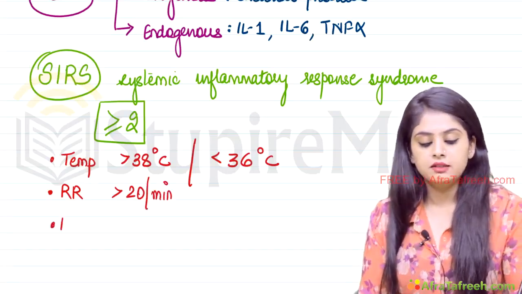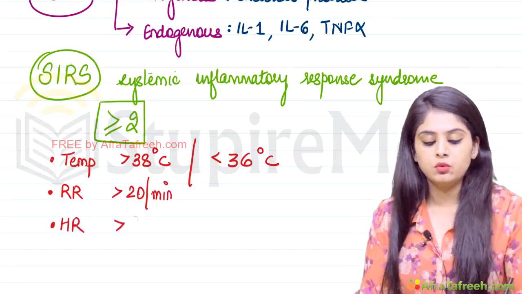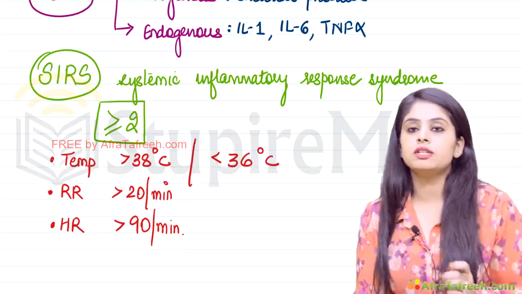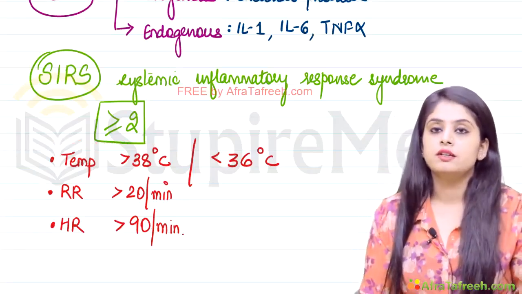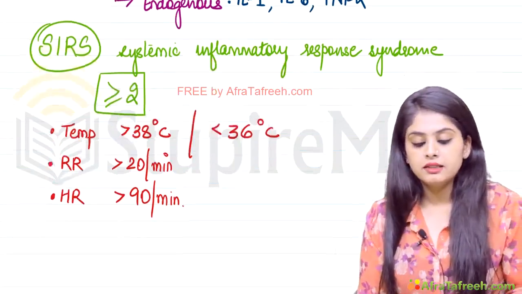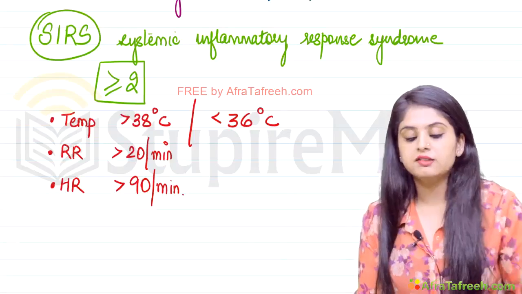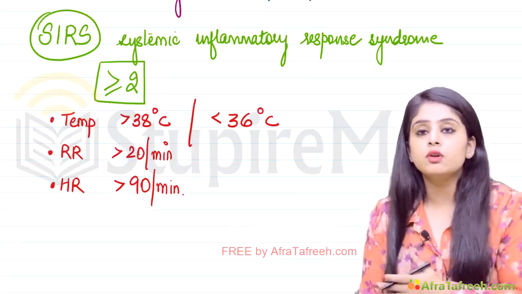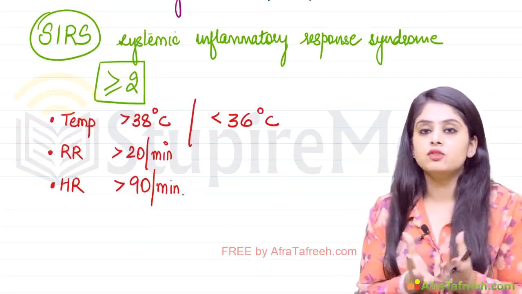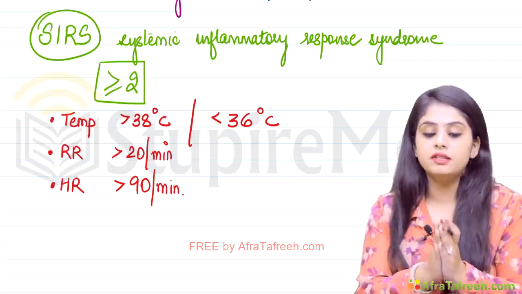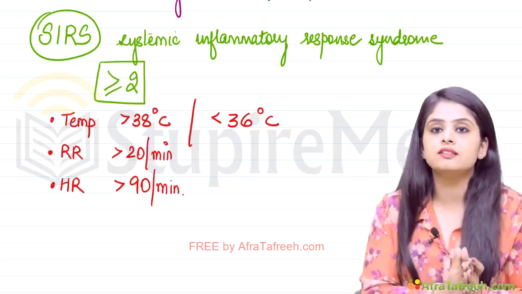The third is the heart rate, if it is more than 90 per minute. Right? So these three are the most important actually, that is temperature, respiratory rate as well as heart rate. Other than this, what we need to know, that in systemic inflammatory response syndrome, it is actually a syndrome, so we are going to have multiple other features. But when we talk about these three, we are talking about the clinical side.